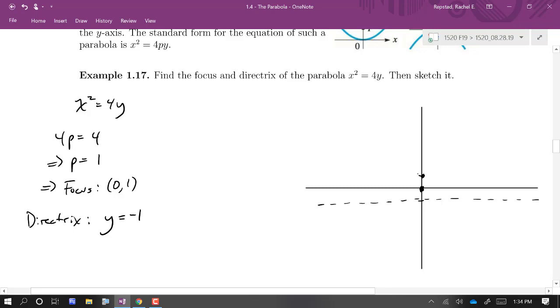If I wanted to get a slightly more accurate graph, in this case I'll plug in a y coordinate and get a couple of x coordinates. So if y is equal to 1, then x squared is equal to 4, and that means x is plus or minus 2.